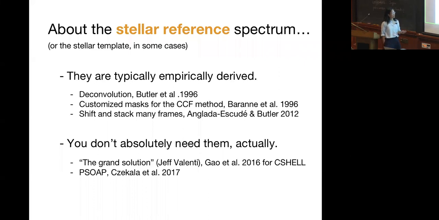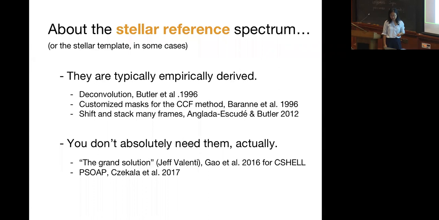And another method was put out by Ian Czekala last year called SOAP. I think he wrote it mostly to deal with SB2 double-lined spectroscopic binaries. But he uses a Gaussian process to extract the underlying true spectrum, and it's in a template-free way. So those are really cool new numerical methods.